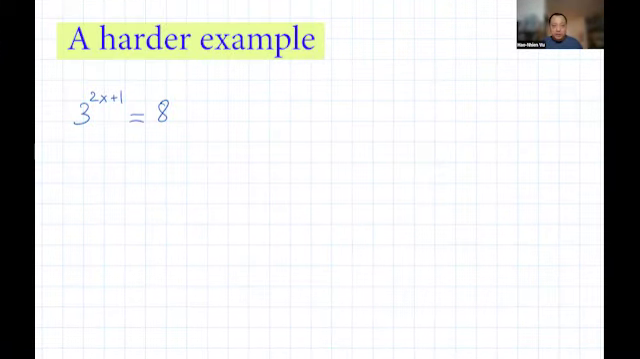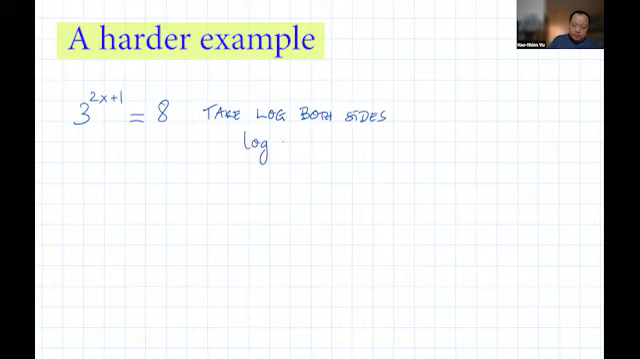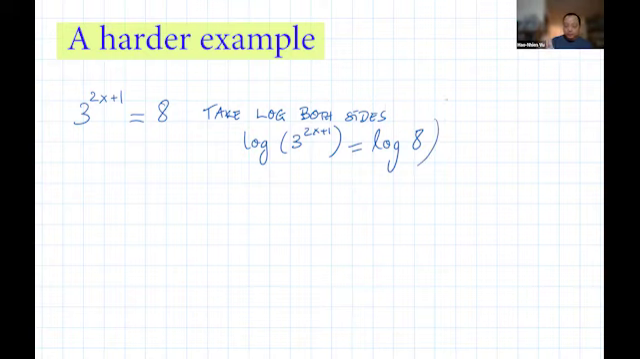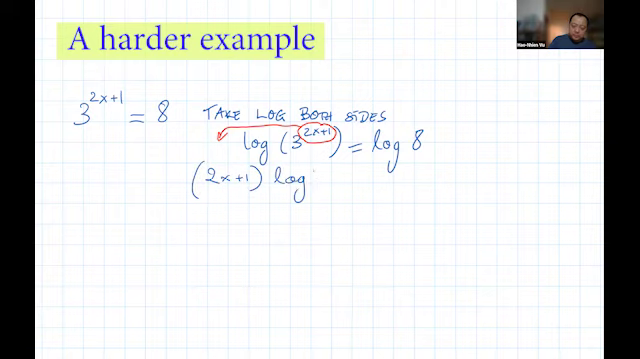All right, let's do a harder problem. 3 to the power 2x plus 1 equals 8. It starts out the same way. Take log of both sides. Log of 3 to the 2x plus 1 is equal to log of 8. The parentheses are optional. Use the exponent property to bring the 2x plus 1 to the front. The parentheses around the 2x plus 1 are not optional. You need them to make sure 2x plus 1 remains one block.